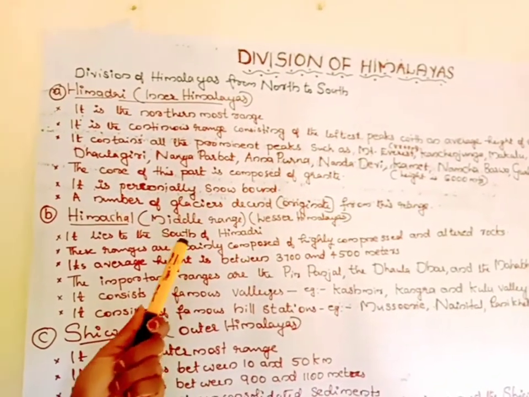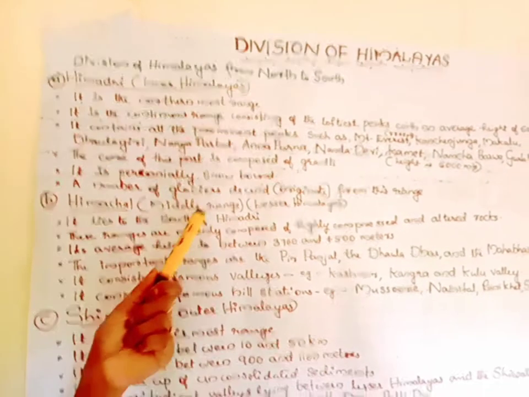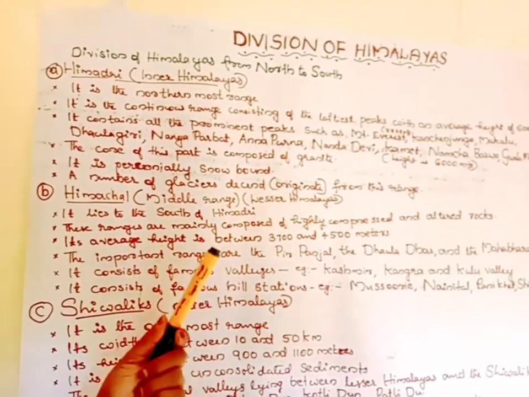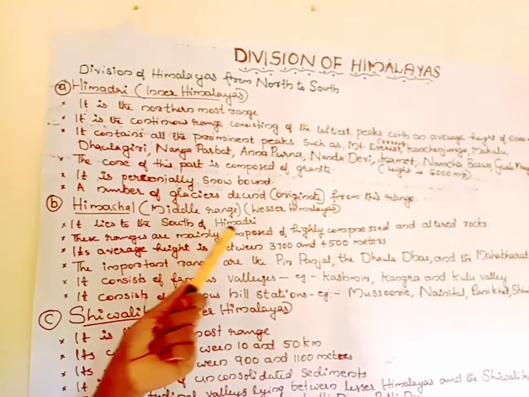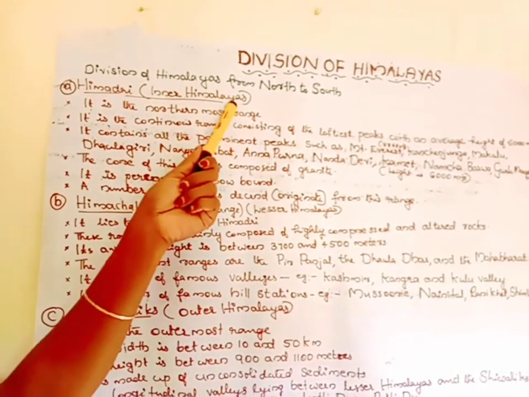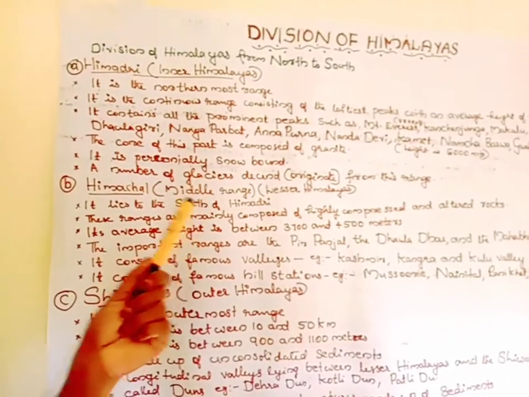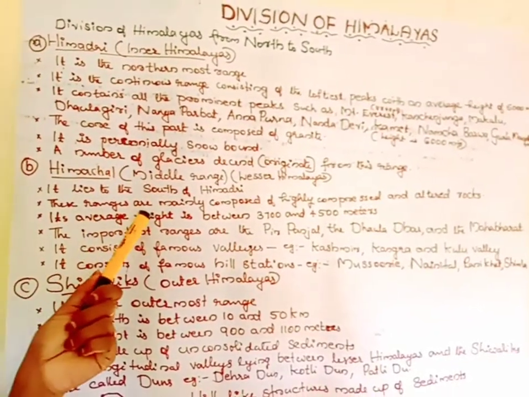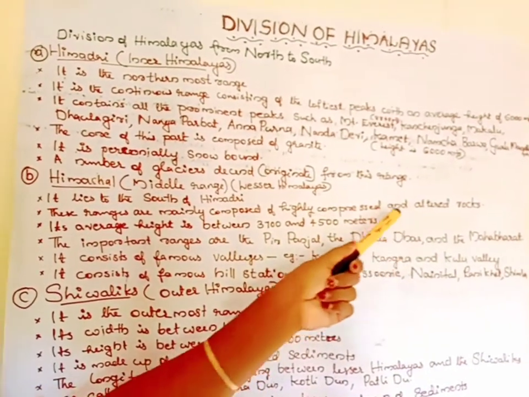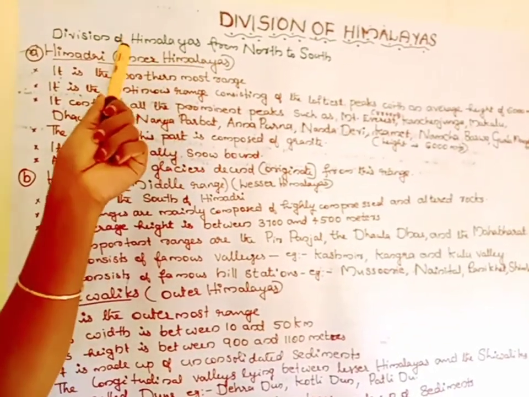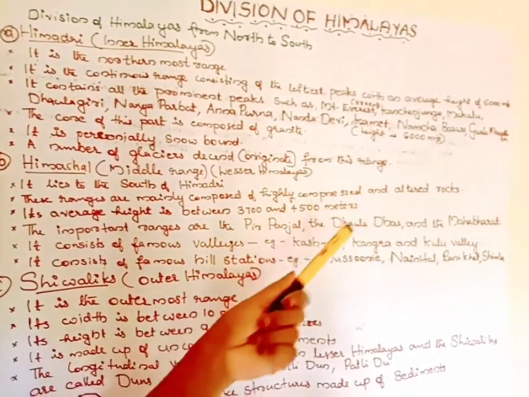Okay, dear children. Now let us learn the features of the second part, Himachal. It is also known as the middle range or the Lesser Himalayas. What are its features? The first feature is that it lies to the south of Himadri. These ranges are mainly composed of highly compressed and altered rocks. Because it lies between Himadri and Shivalik, it is made up of compressed and altered rocks.